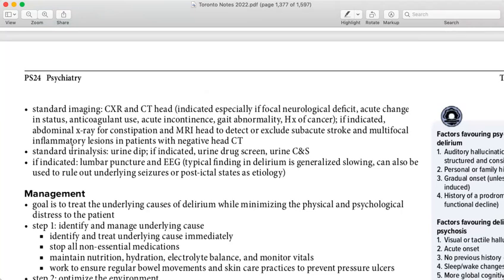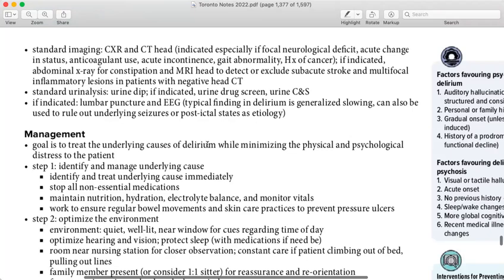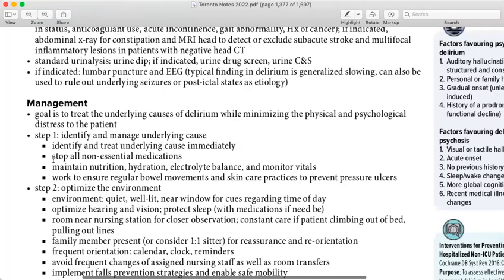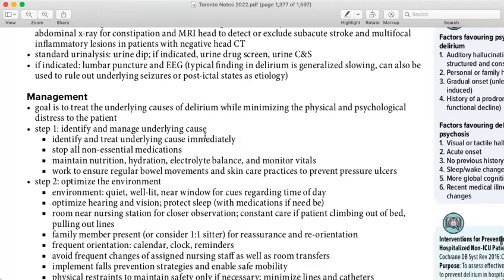The goal is to treat the underlying cause of the delirium while minimizing physical and psychological distress. Same goes for dementia. You can start by identifying and managing the underlying cause. Identify and treat the underlying cause immediately if possible. Stop all non-essential medications, as polypharmacy is there, so you have to look into that. Then maintain nutrition, because lack of eating can also cause delirium. Dehydration can also lead to electrolyte imbalance, especially potassium and sodium, which can cause this.